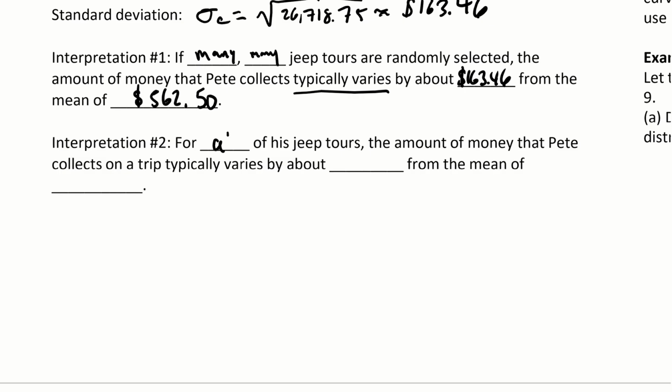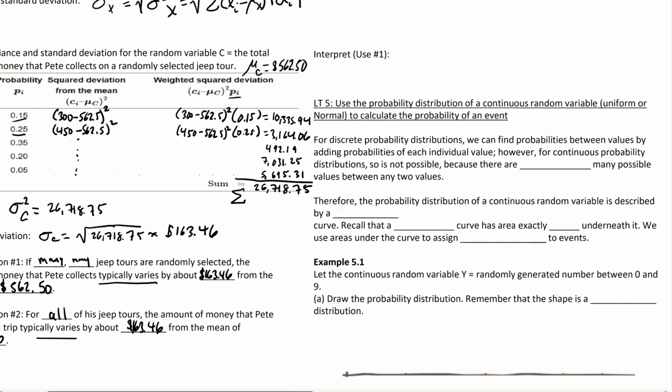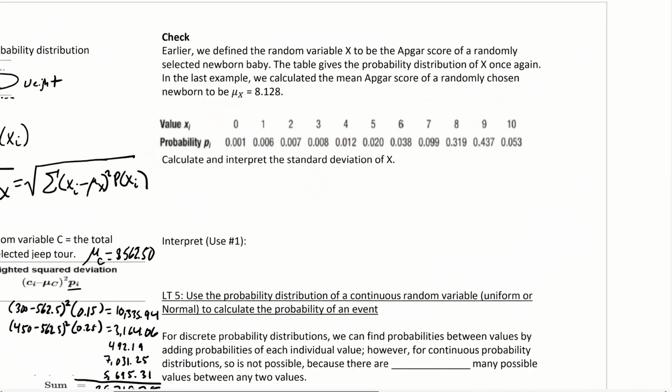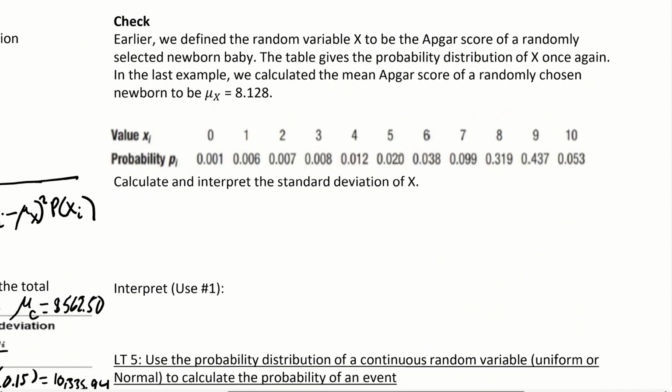Now, interpretation number two is thinking of the probability distribution as a population. And so you can say for all of the Jeep tours, the amount of money Pete collects on a trip typically varies by about $163.46 from the mean of $562.50. Okay, so that's what we got. All right, so go ahead and pause the video and try the check. I showed you how to do this on the calculator, but you can practice it and show the calculation.